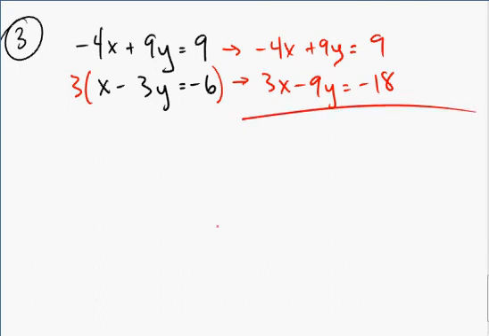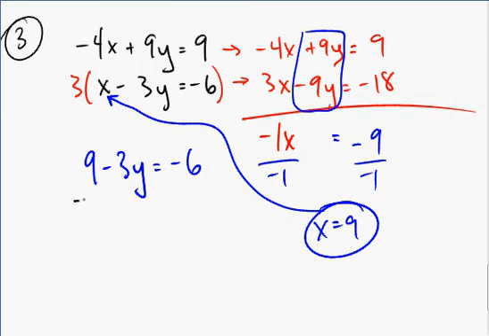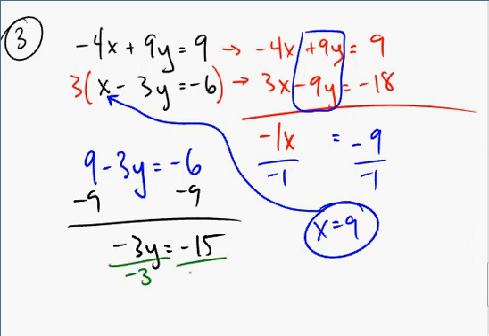Add. Negative 4 plus 3 is negative 1x. Good. Cynthia, what's 9 plus negative 9? 0. Good. 9 plus negative 18? Good job. X is 9, right? Plug it back in. 9 minus 3y equals negative 6 minus 9. Negative 3y equals negative 15. Divide by negative 3. Y is 5. Okay?